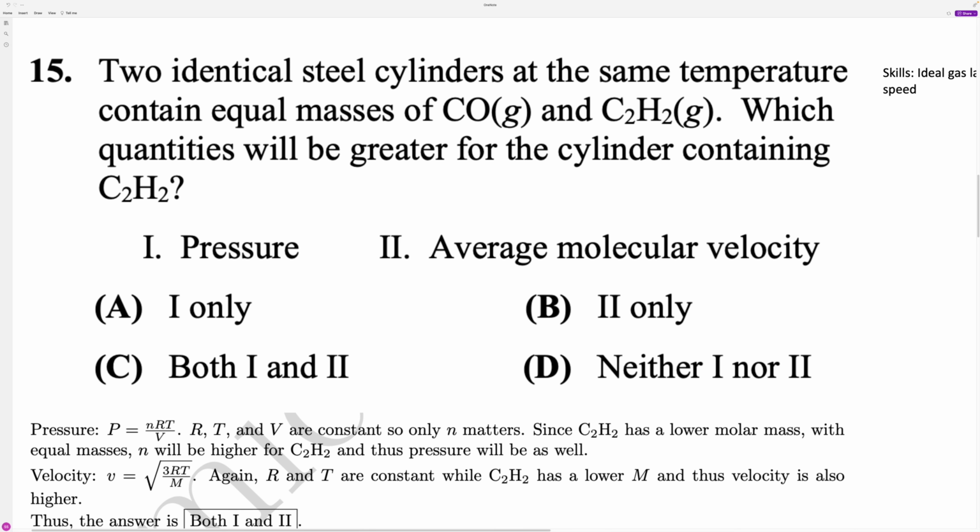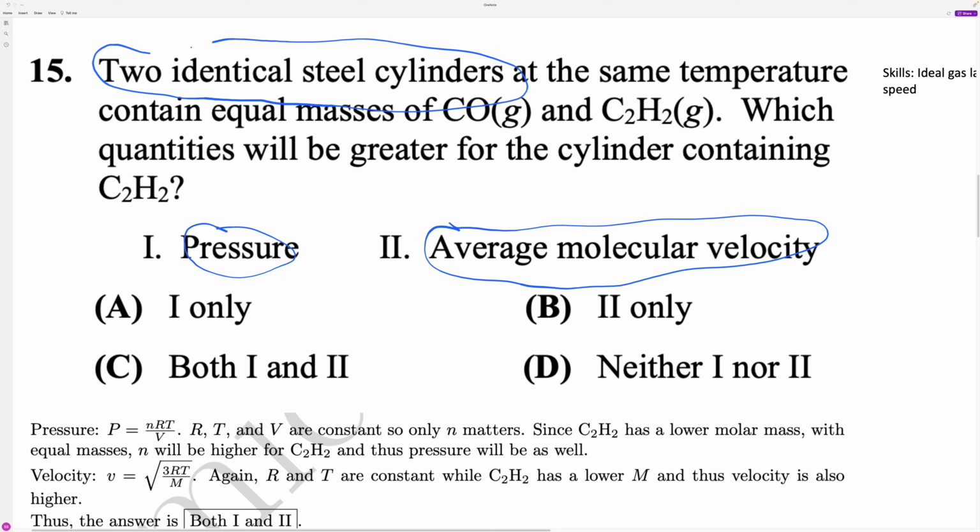Now, question 15 is testing the ideal gas law as well as root mean square speed. So if you look at what it's asking, which quantities are going to be greater for C2H2 versus CO, pressure and average molecular velocity. So some key things to note here. We see that there are two identical steel cylinders, identical being the key word, same temperature, and equal masses.